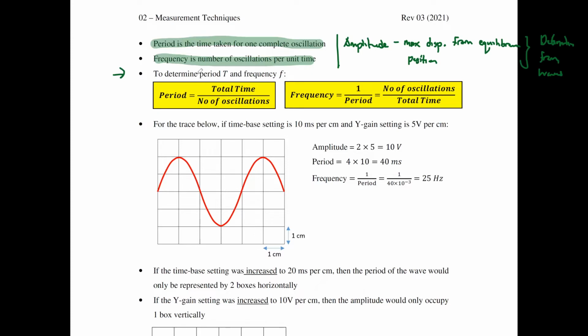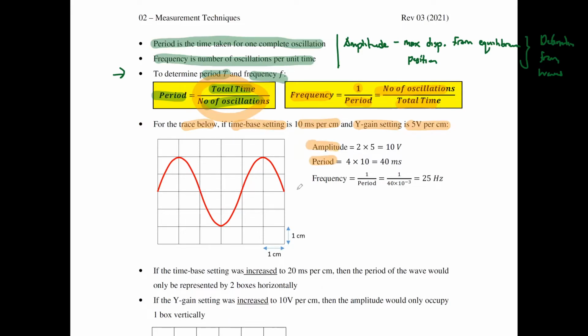Now to determine period T and frequency f, generally we will say this. Period is total time divided by the number of oscillations. Frequency is the reciprocal of the period. So when it's the reciprocal of the period, and period is total time over number of oscillations, eventually you'll get number of oscillations over total time. Now in the example here, if we tell you the time-based setting is 10 milliseconds per centimeter and the Y gain setting is 5 volts per centimeter, find out the amplitude and the period.